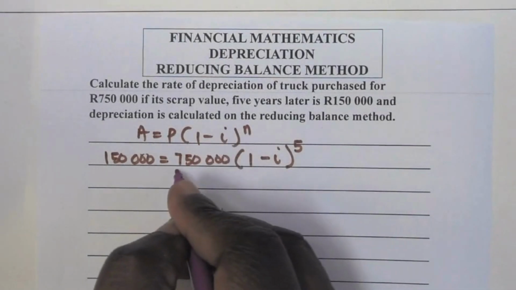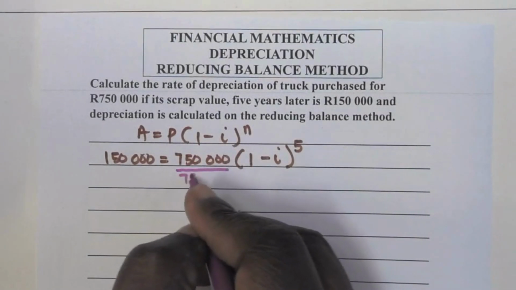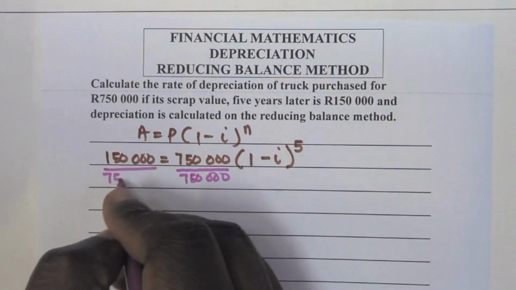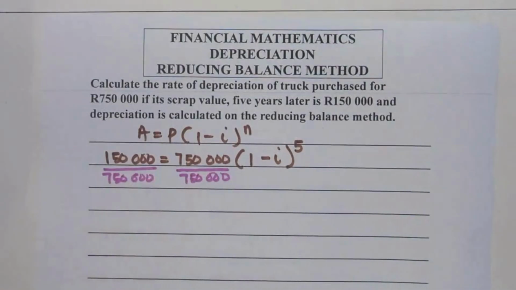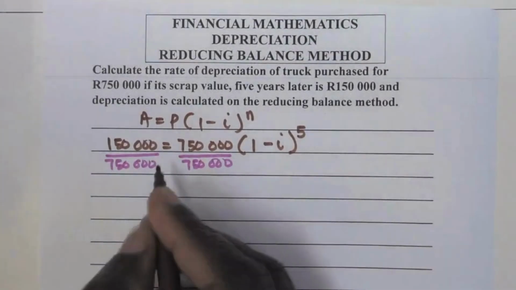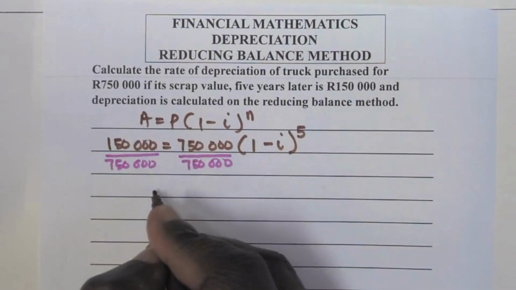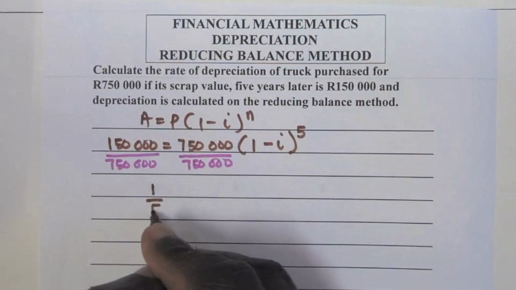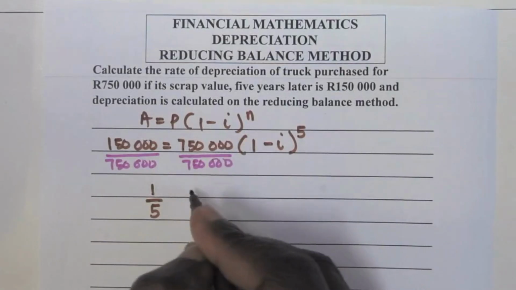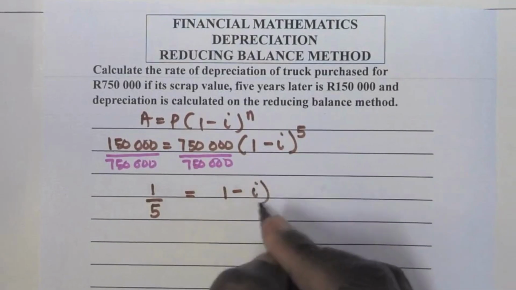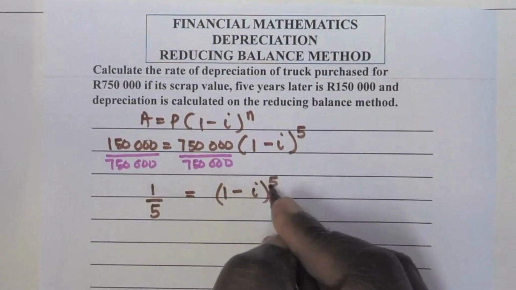I'll divide both sides. And if I simplify, I'm getting 1/5 being equal to 1 minus I to the power of 5.